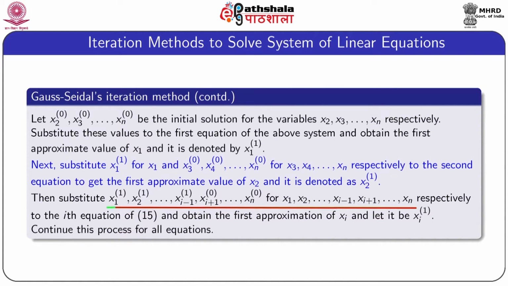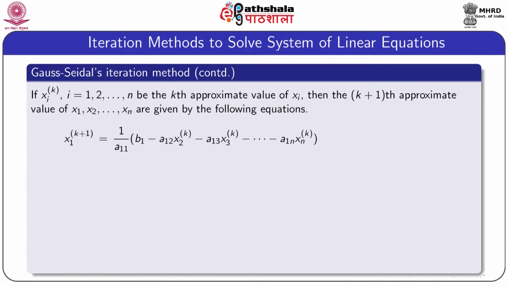Then we substitute x1^1, x2^1 up to x(i-1)^1, x(i+1)^0 up to xn^0 for the variables x1, x2 up to x(i-1), x(i+1) up to xn respectively in the ith equation of the above system of equations and obtain the first approximate value of xi, and let it be xi^1. So, continue this process for all equations and we obtain the first approximate solution for the given system of equations.